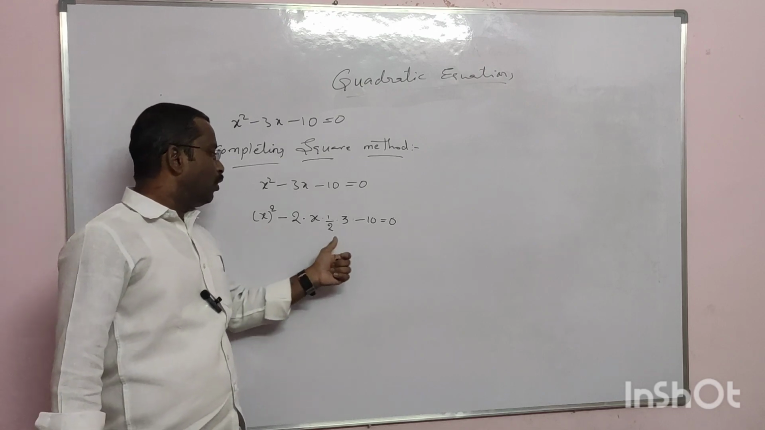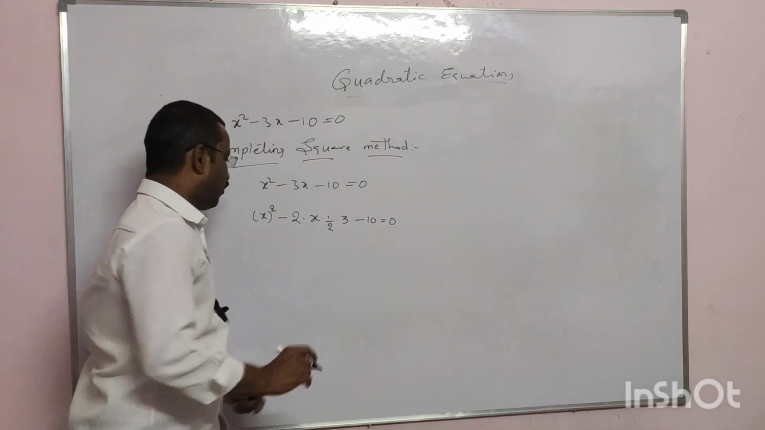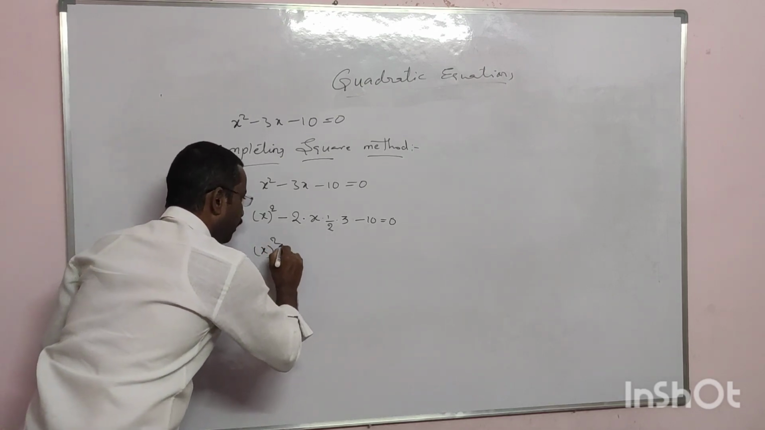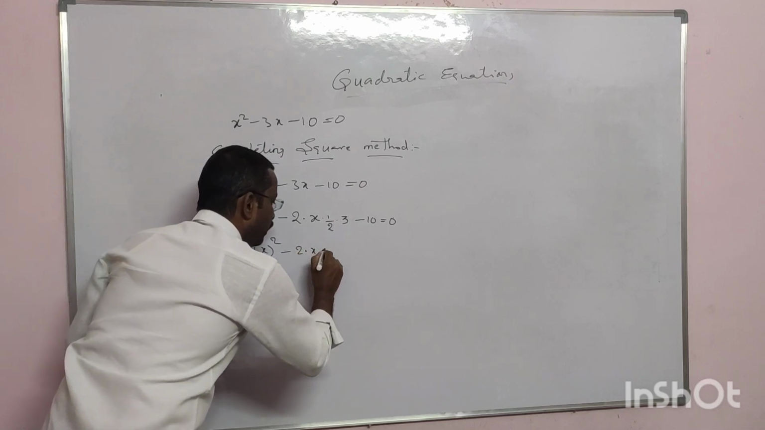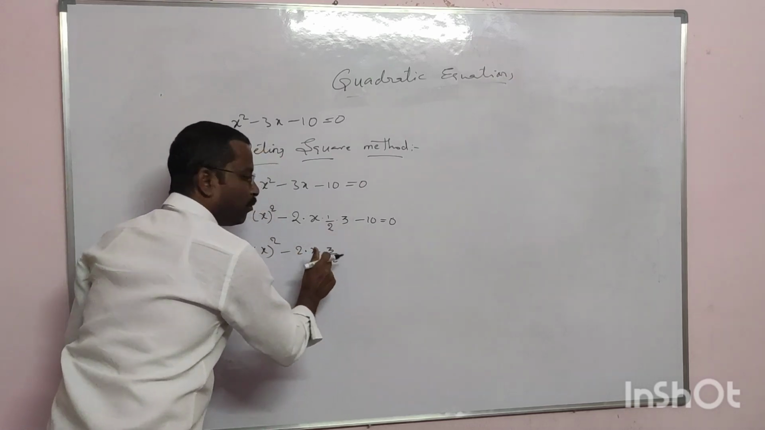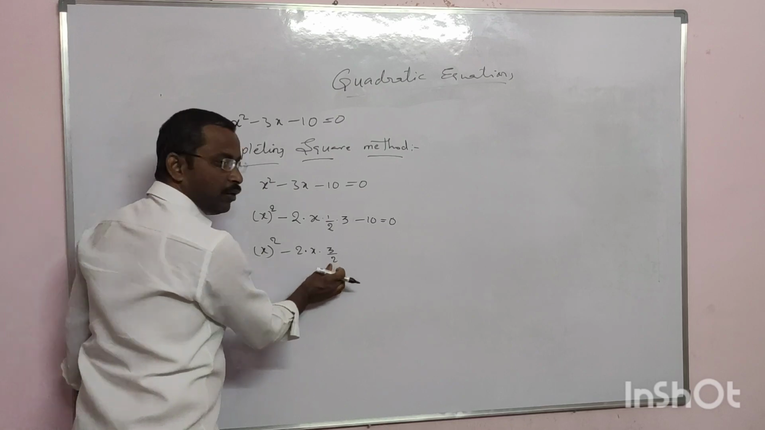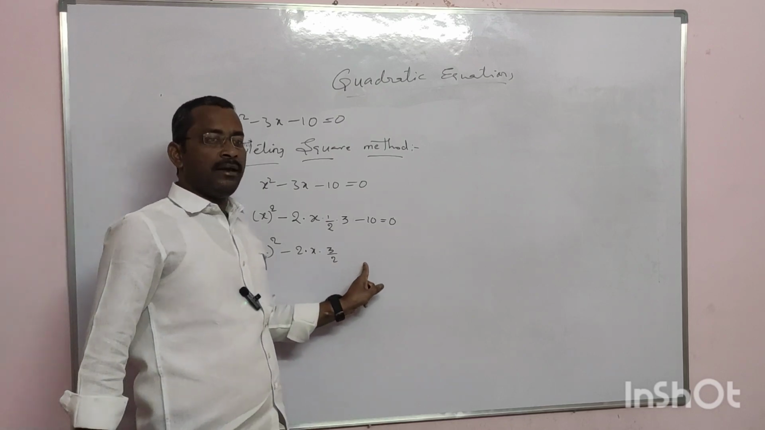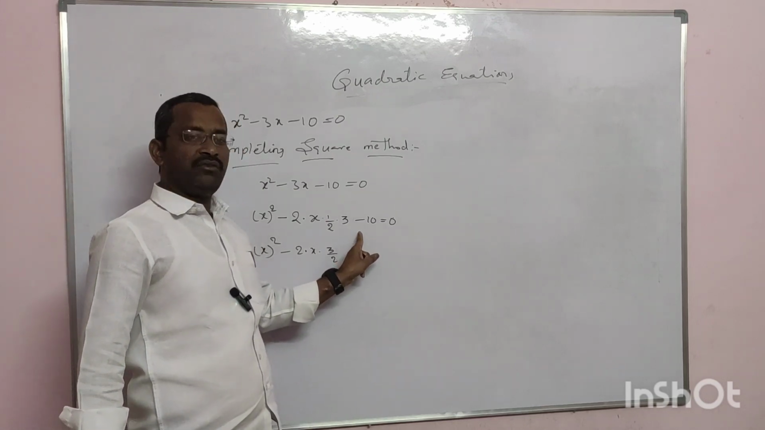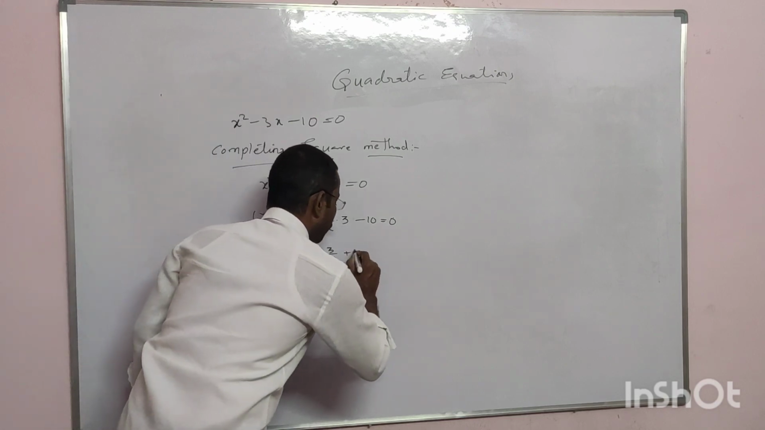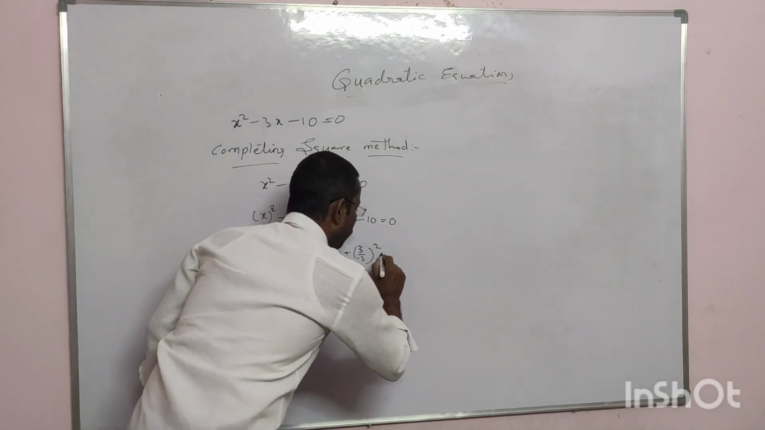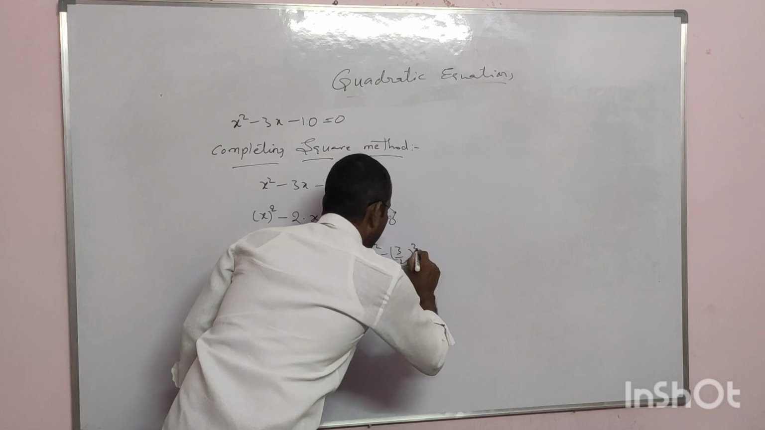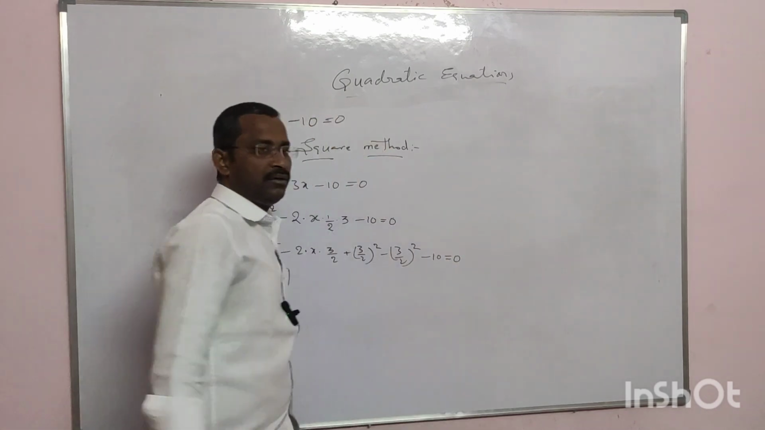But here you don't get the b square value. Now what will we do? X square minus 2ab, because 3 into 1 by 2 is 3 by 2. This is your b. What should be there? B square. Is there b square? No. So we will do 3 by 2 whole square minus 3 by 2 whole square minus 10 is equal to 0.